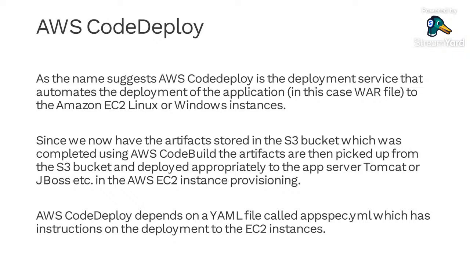Since we now have the artifacts in the S3 bucket, we pick the artifacts from the S3 bucket and push them to either the Tomcat or JBoss server on the EC2 machine where we want to deploy our code. So we have to create one more YAML file. With the help of that YAML file, we will configure our deployment again. So let's see what we have to write in the YAML file.